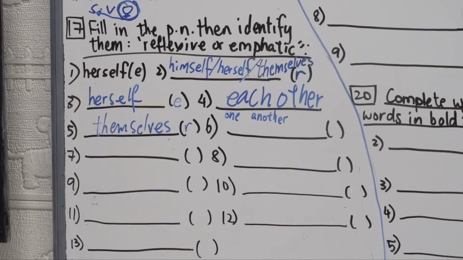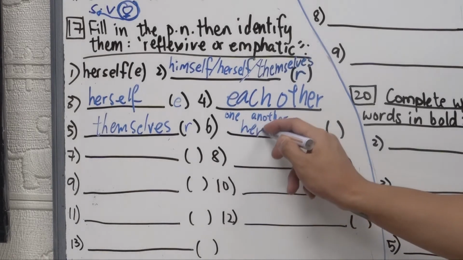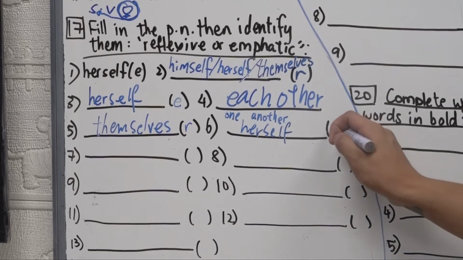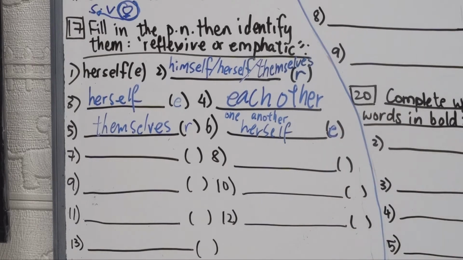Number 6, Anne was afraid of spiders, so she didn't go into the room by blank. She didn't go into the room by herself again, right? Now, is this emphatic or reflexive? Try to think of the ability to go into the room. So this is emphatic, right? Go. So we're focusing on the verb. All right, I hope you're getting a hang of it.